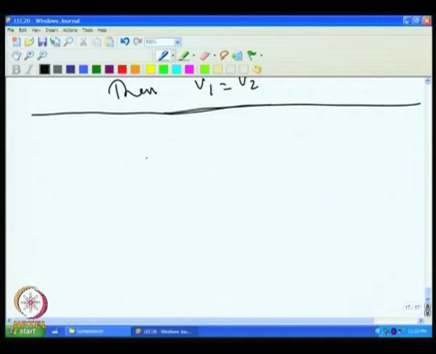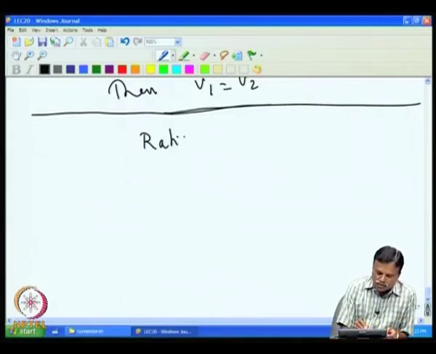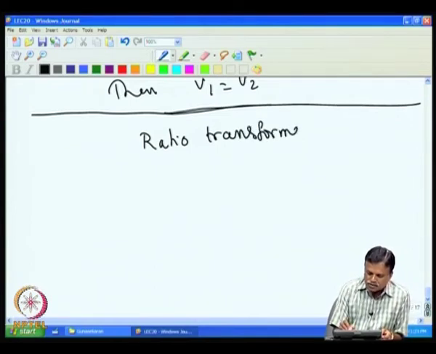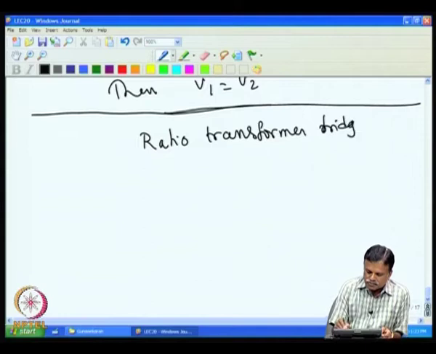In the previous class we were discussing high resistance measurement, because we have started how to make resistance measurement. In that connection we discussed how to make high resistance measurement, like 100 ohm, 100 megohm, 10 megohm resistances, and how to make the measurement. Now in that connection we were using the ratio transformer bridge. So using the ratio transformer, how to make high resistance measurement.